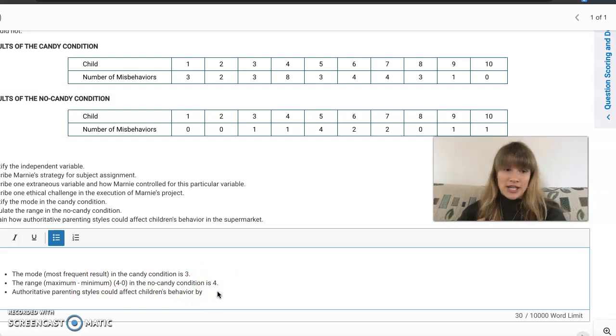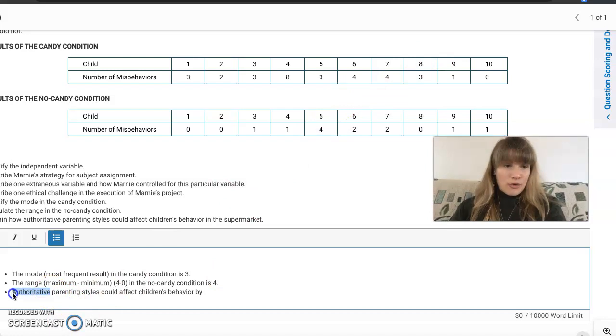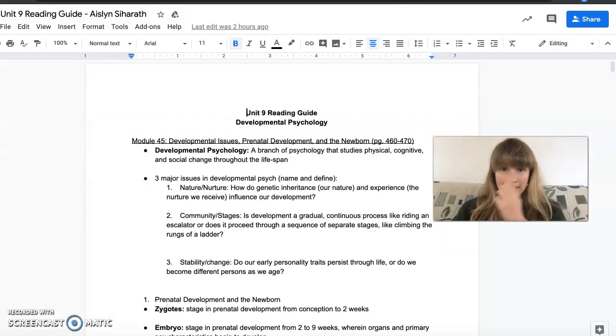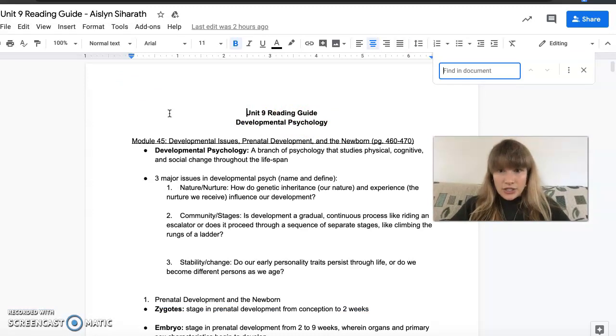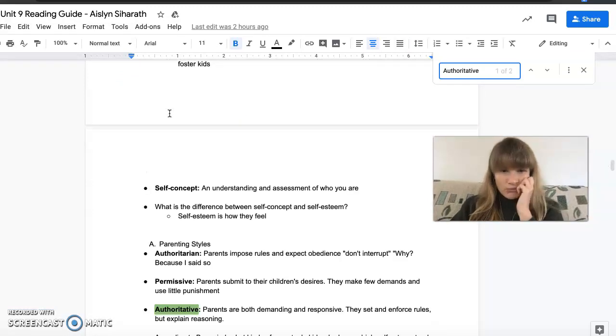Okay, last question. Authoritative parenting styles could affect the child's behavior by... okay, so it's like a sentence frame I set up for myself. I'm going to quickly remind myself what an authoritative parenting style is. This is a little bit tricky. I'll show you why. I'm going to open up Iceland's reading guide and quickly search. I think it's in module 51.